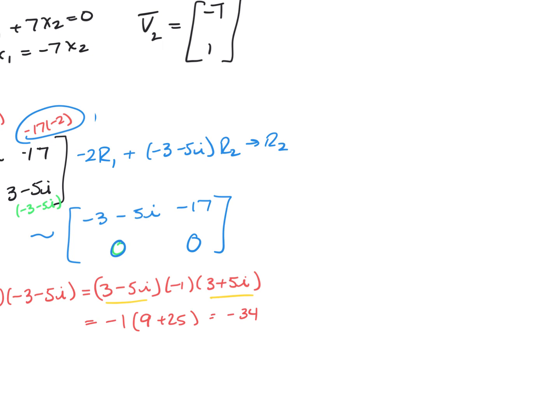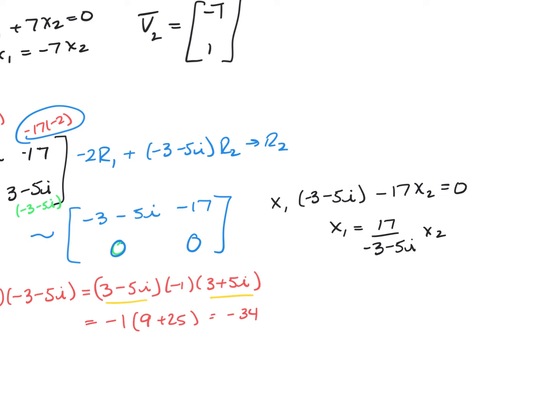Now, what do we have? Well, from this first row, we have x sub 1 multiplied by (3 minus 5i) minus 17 x sub 2 is equal to 0. And that should be a negative 3. All right. That means x sub 1 is going to be 17 divided by (negative 3 minus 5i), times x sub 2.